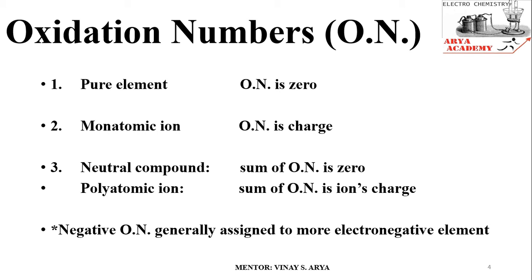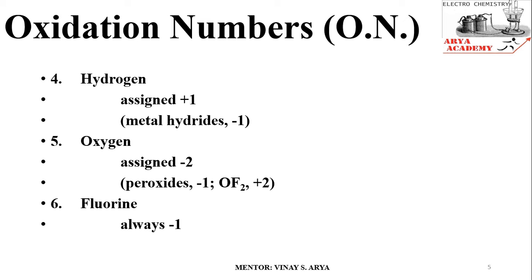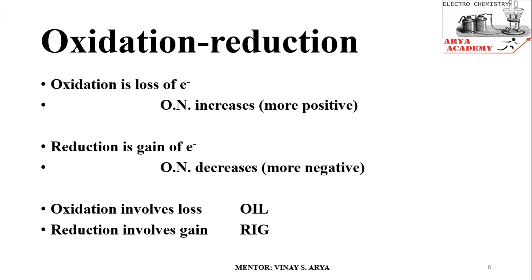For neutral compounds, the sum of oxidation numbers is 0. For polyatomic ions, the sum of oxidation numbers is the ionic charge which is present. Negative oxidation number is generally assigned to more electronegative elements, or rather we can say more of the non-metals. Hydrogen is assigned +1 if it is giving electron, but if it's taking electron then it becomes hydride, H -1. Oxygen is assigned -2 as oxidation state, while in peroxides -1, and in OF2 +2. Fluorine is always -1 because only one oxidation state is there.